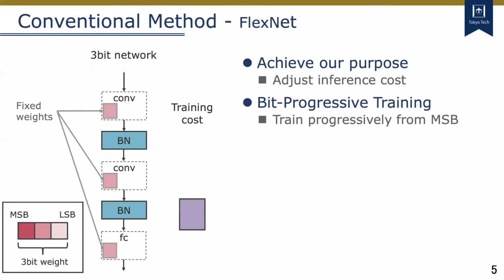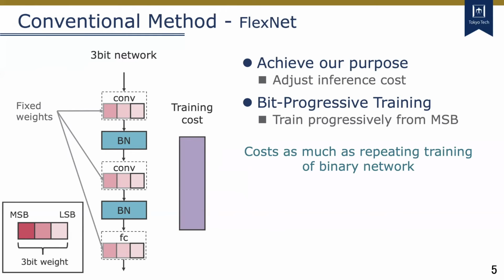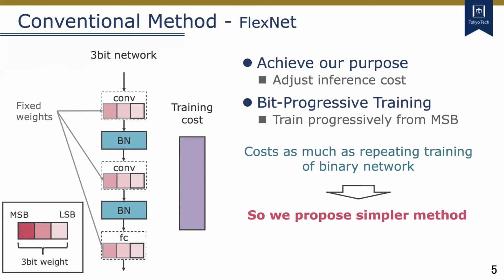After that, the trained weights are fixed and it trains the next bit of the weights. Finally, by fixing the trained upper 2 bits, it trains the LSB of the weights. This is the training process of the 3-bit weight network. This method's problem is that it requires the same training cost as training multiple binary networks repeatedly. Therefore, we propose a simpler method.